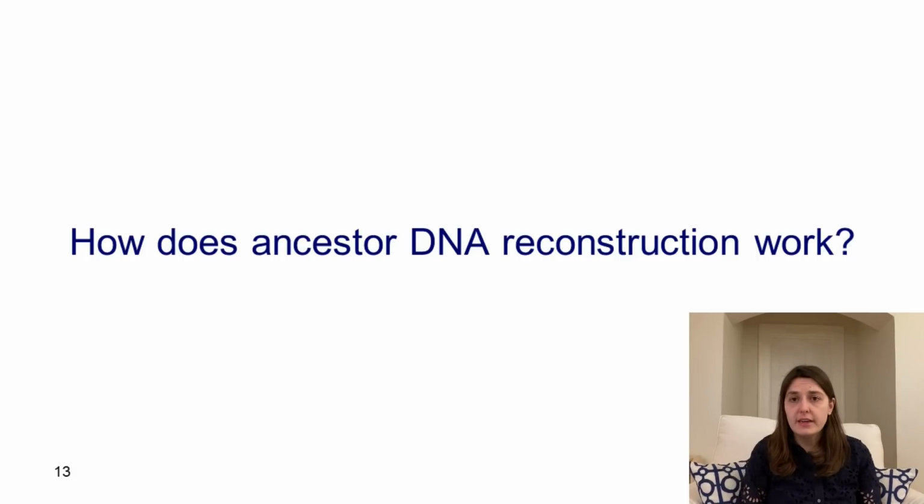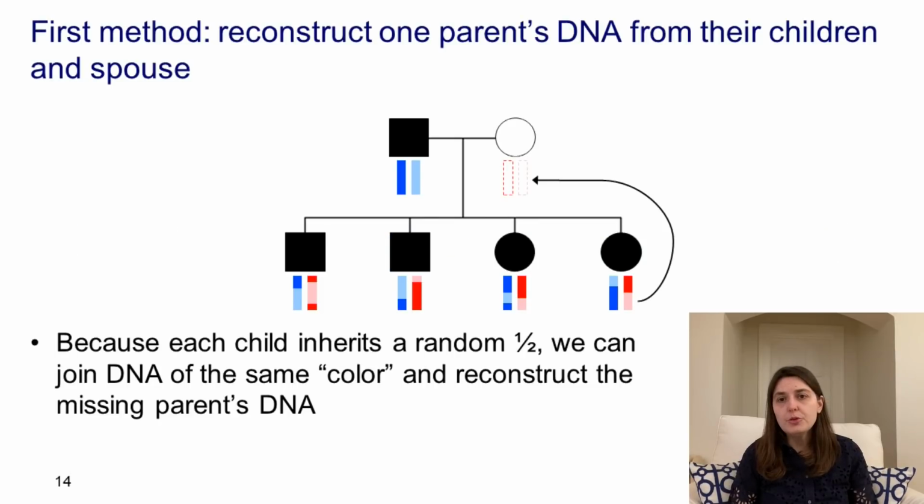So now that we've motivated ancestor DNA reconstruction, let's talk about how it works. We'll talk about two basic approaches for doing this. In the first, we have data for one parent and some number of children, and we want to reconstruct the DNA of a missing parent. So shown here is a case where we have DNA from a dad and 4 children, but we need DNA from a mother. Now, the beauty and the benefit of the fact that each child inherits a random half of the parent's DNA is that we can get different snapshots, different segments of DNA from each child.